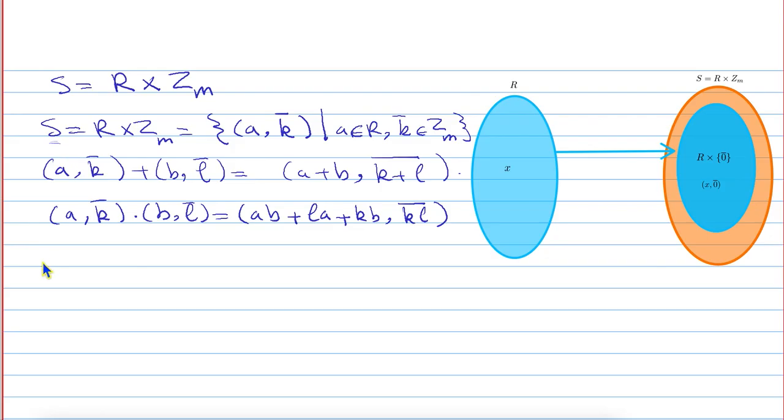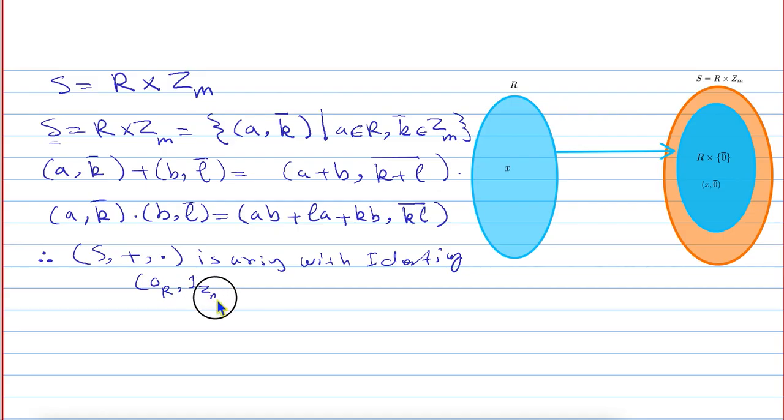So from that theorem, the Dorroh extension theorem, following the same methods, we conclude that S with the above operations is a ring with identity, with the identity being (0 of R, and the 1 of Z sub M). This is the multiplicative identity.